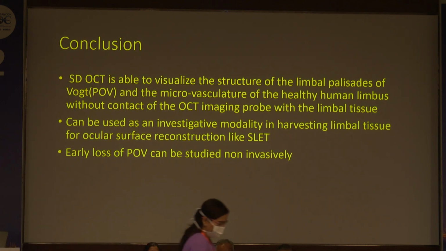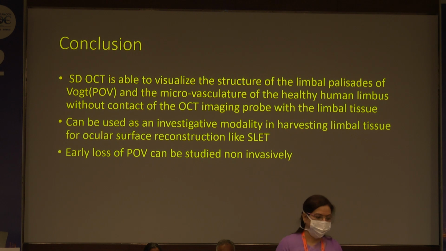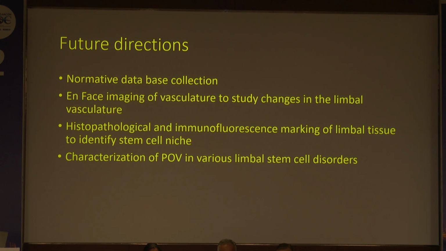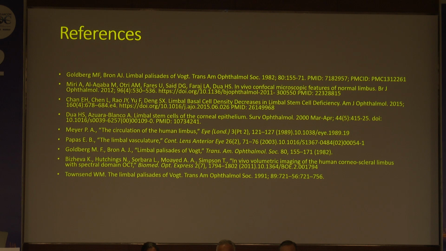So in conclusion, spectral domain OCT is able to visualize the structure of limbal palisades of Vogt and the microvasculature of the healthy human limbus without contact. It can be used as an investigative modality in harvesting limbal tissue for ocular surface reconstruction like SLET. Early loss of palisades of Vogt can be studied non-invasively. Future direction would be to collect normative data on en face imaging of the vasculature to study the changes of the limbal vasculature, histopathological and immunofluorescence marking of the limbal tissue to identify the stem cell niche, and characterization of palisades of Vogt in various limbal stem cell disorders. These are my references. Thank you.